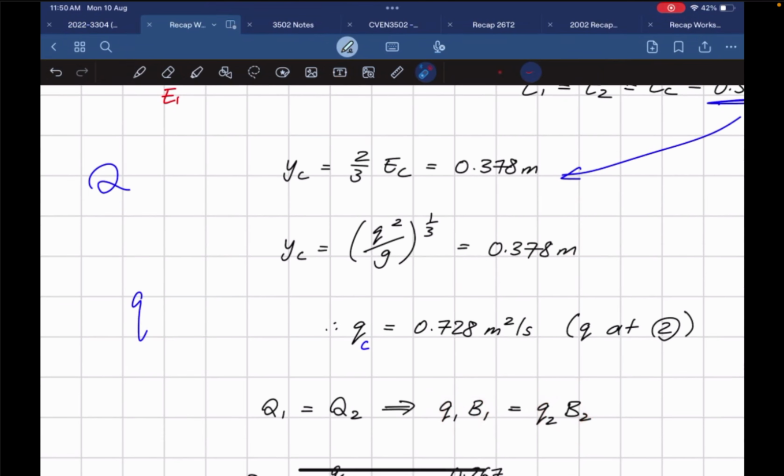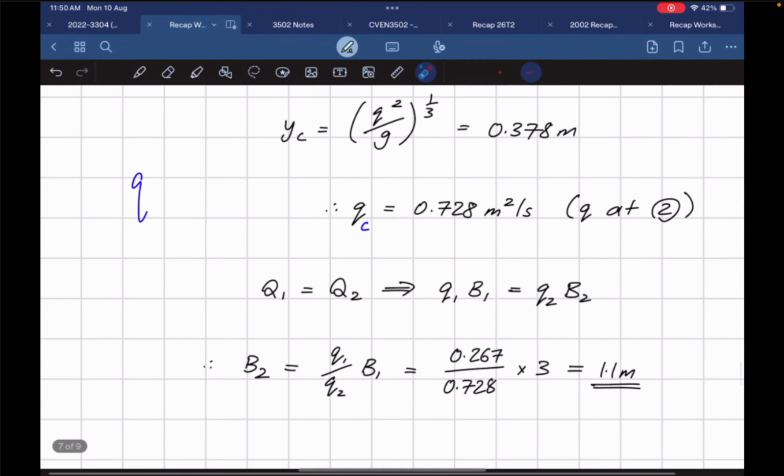So how many unknowns do we have? How many knowns do we have? We have q2, and q2 is unknown. B2 is unknown. And we have the original, right? Do we have B1? Yes. Perfect. So to figure out the question, we just have to rearrange for B2 now, which you get to be q1 divided by q2 times B1, 1.1 meters.